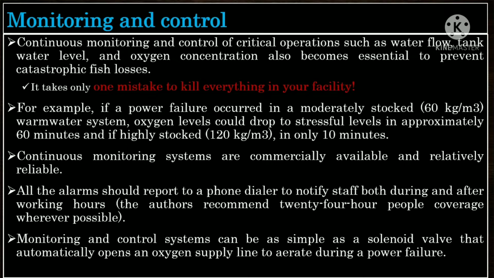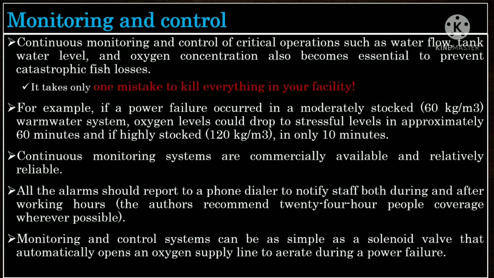The monitoring and control system can be as simple as a solenoid valve that automatically opens the oxygen supply line to aerate during a power failure. For most facilities, simple, fairly inexpensive monitoring auto-dialer systems are commercially available, which will monitor 8 or more switch inputs and automatically switch on backup systems and dial out in an emergency situation.